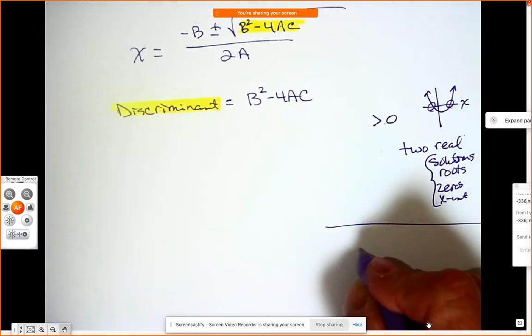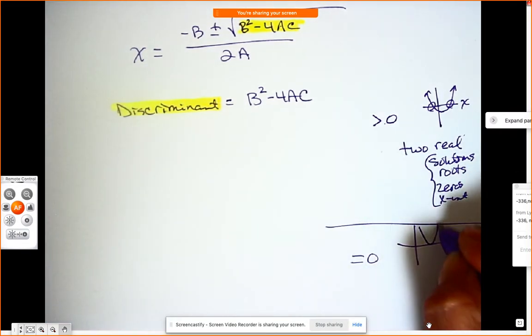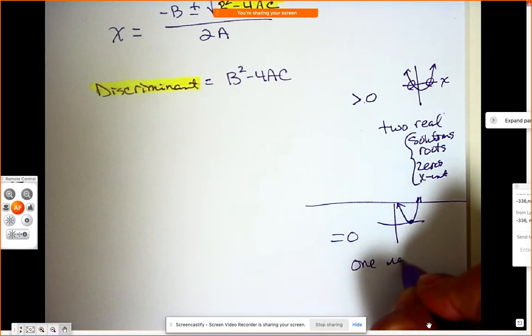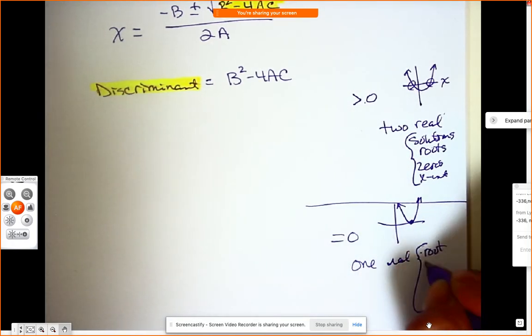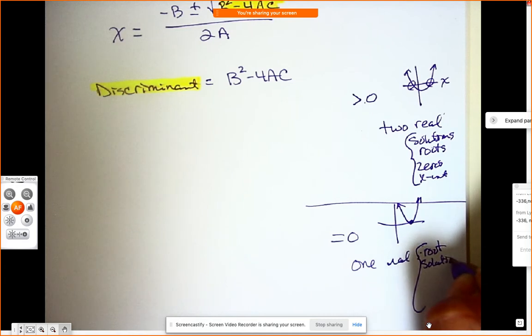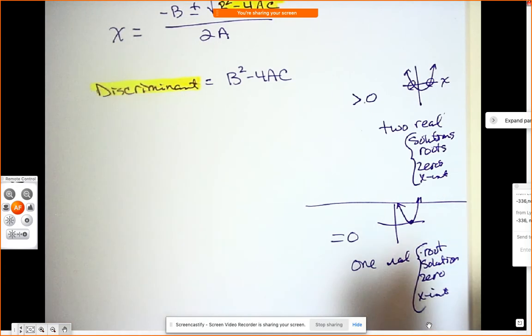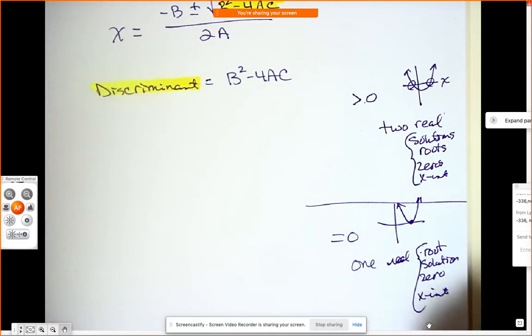When it's equal to 0, the graph is going to come down and touch just once and then go right back up. It's only going to have one point, one x-intercept. So you're going to have one real root or solution or zero, whatever they call it, or x-intercept. They can use any of those words. They're all interchangeable.